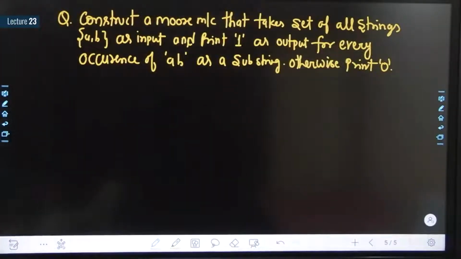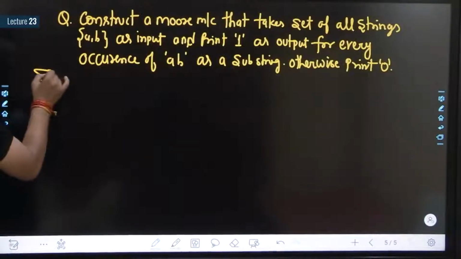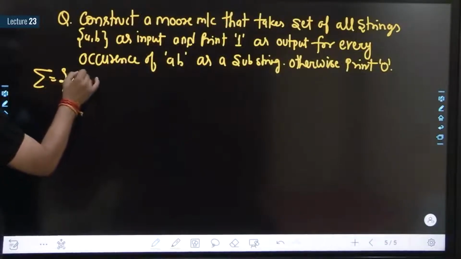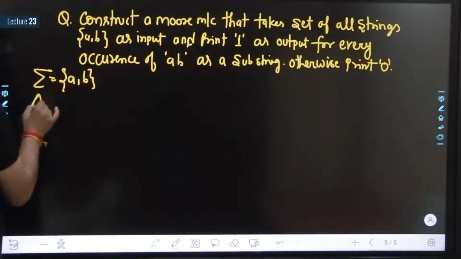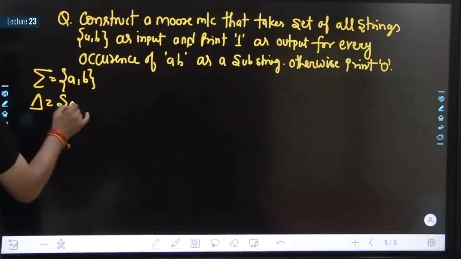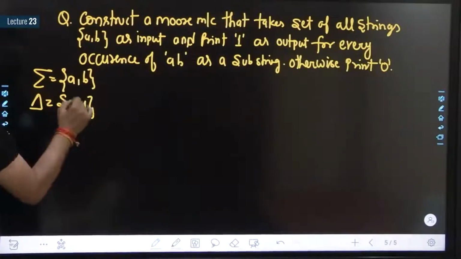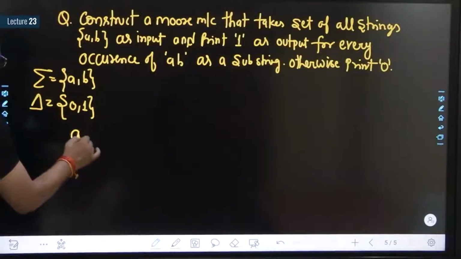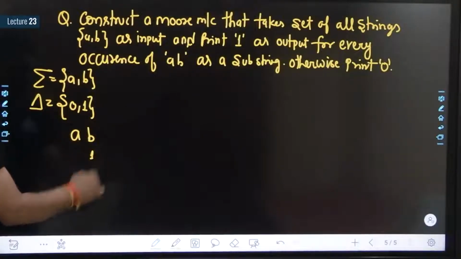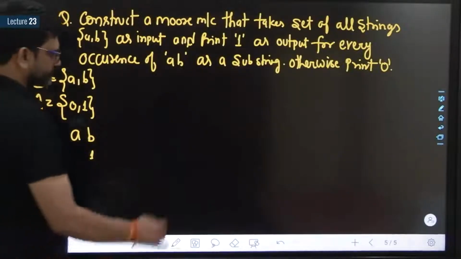Listen carefully. What is sigma? Sigma is A and B. What is delta? Output alphabet is 0 and 1. If AB comes, then it prints 1. Otherwise 0. See.